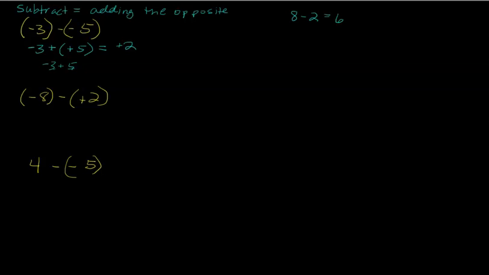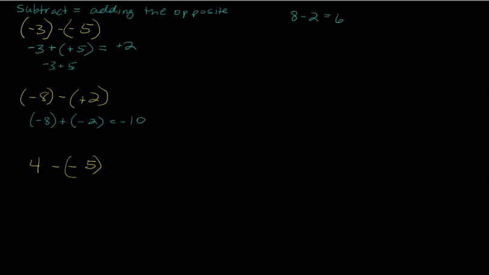Okay, let's look at this one. So instead of subtraction, we're going to add the opposite. Now, look at this. This is a negative, adding another negative. So this is just going to be negative 10. If they're both negative and you're adding, you just add them and keep the negative sign.